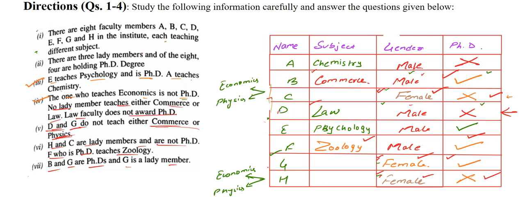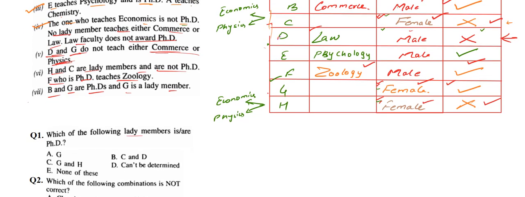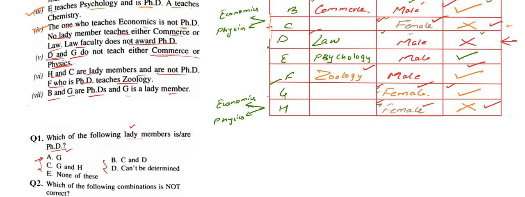Now let's move on to the questions. So the first question over here is, which of the following lady members is a PhD? So we need to check lady members and PhD, but we need to go through the options because there can be many combinations of lady members as well as PhD. So let us go through the options. So the first option is A, that is G. So G is a lady member, that is female, as well as G is a PhD. So option A can be a correct answer.